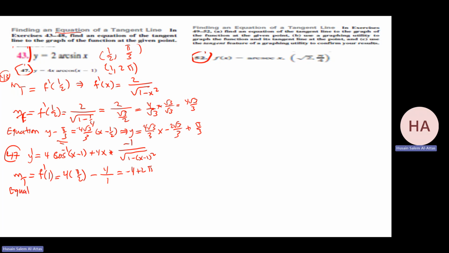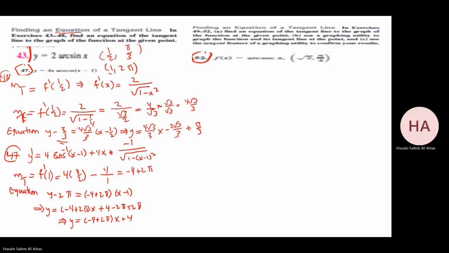What will be the equation? y minus 2 pi equals minus 4 plus 2 pi, which is the slope, times x minus 1. That implies y will be equal to (minus 4 plus 2 pi) x plus 4 minus 2 pi plus 2 pi. Which means y equals (minus 4 plus 2 pi) x plus 4.